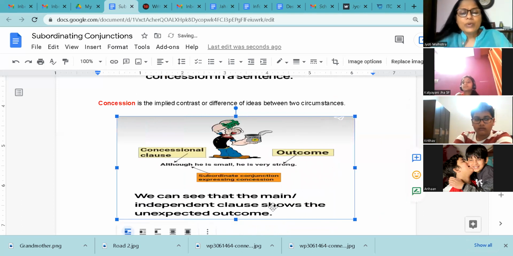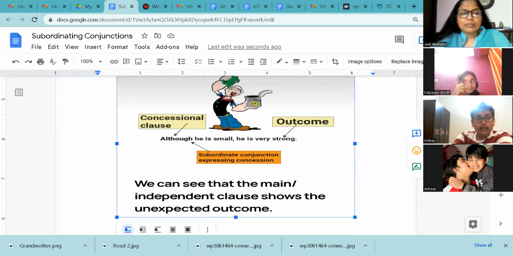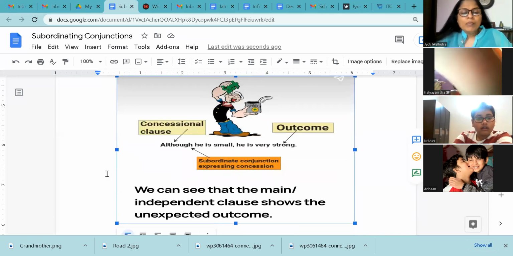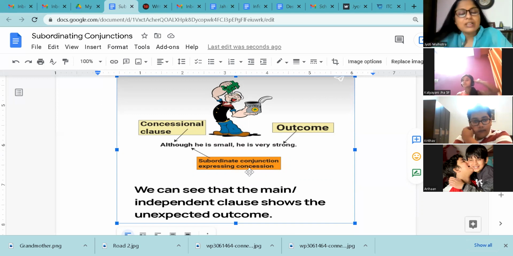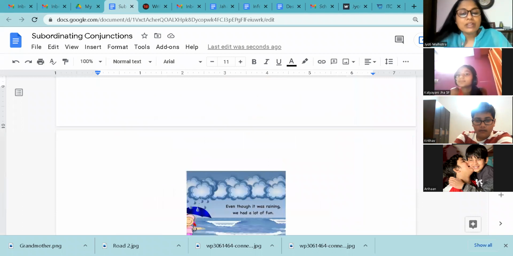All right. So what is the meaning of a concession or a contrast? Let's have a look. Okay, Prithav, you can read this one also. Although he is small, he is very strong. We can see that the main independent clause shows the unexpected outcome. So unexpected means it is illustrating a contrast. You don't expect him to be strong because he's very small. But he's still strong. So that is something unexpected. Hence, it is showing concession.